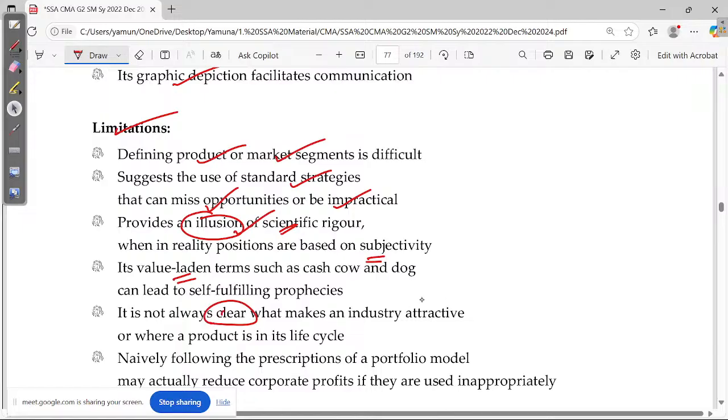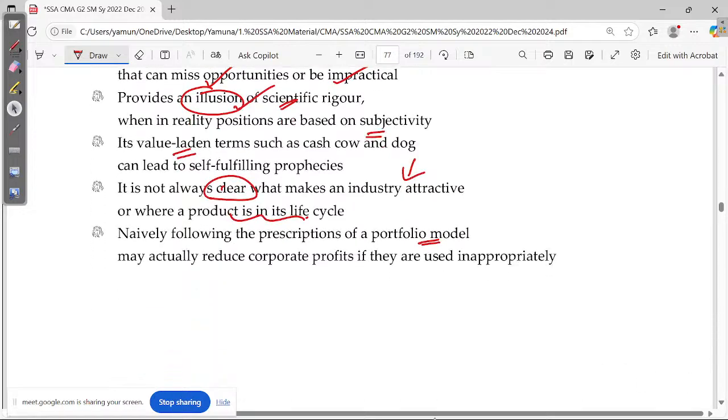It may not always be clear how attractive the industry will be, what the product life cycle will be, and what portfolio model will be used. Sometimes we may be thinking of defining or adding to the portfolio, but sometimes we will not get the profit. So the question of profit also will be there.